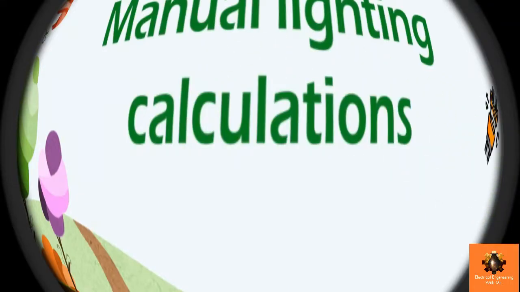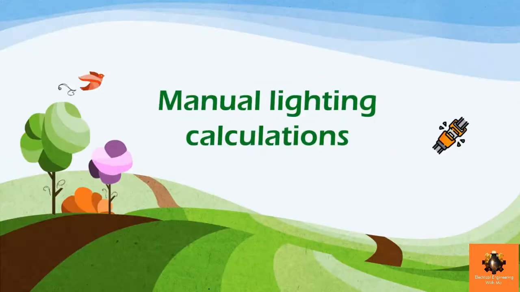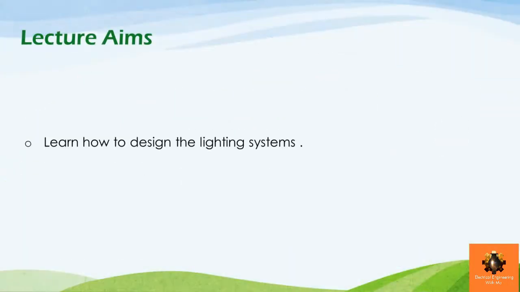In this tutorial we will start learning about the lighting systems and its manual designing steps. So fasten your belt and let's get started. The aim of this tutorial is to start learning how to design any lighting system. So we need to know what are the different steps of designing the lighting system, as we will start constructing the lighting systems using the manual calculations.